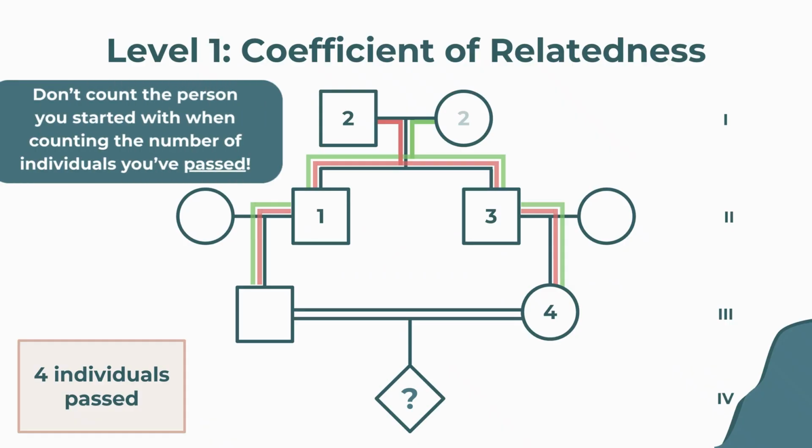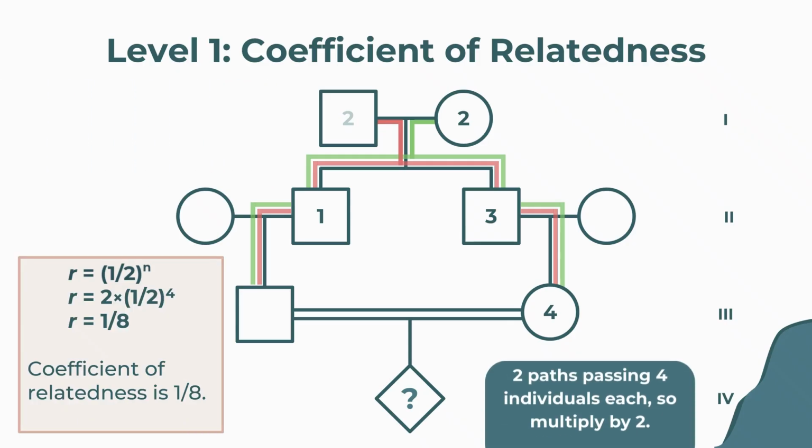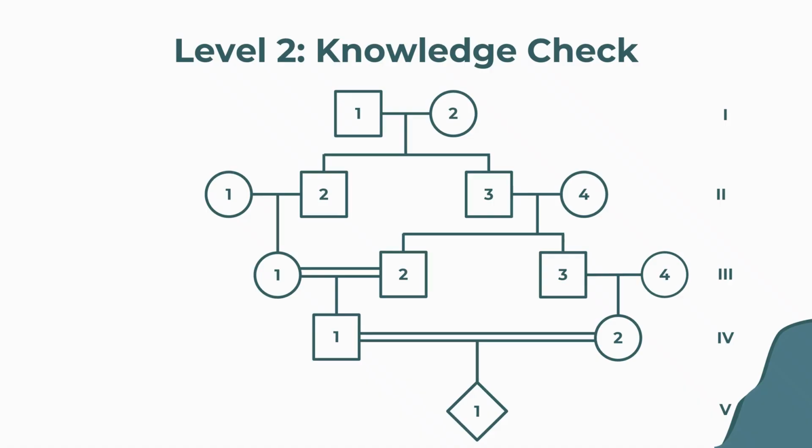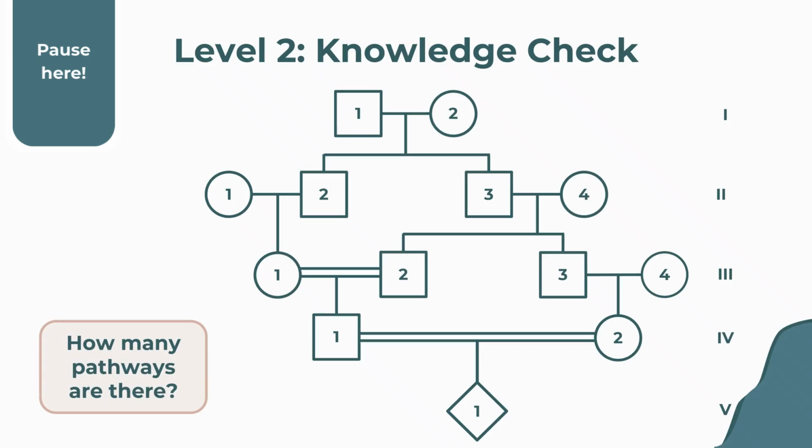So here we pass 4 individuals in the first loop, and 4 individuals in the second loop. So the coefficient of relatedness is 1/8, which makes the coefficient of inbreeding 1/16. So here we have a slightly more complicated pedigree. I'll give you a minute to count how many pathways there are in this one.